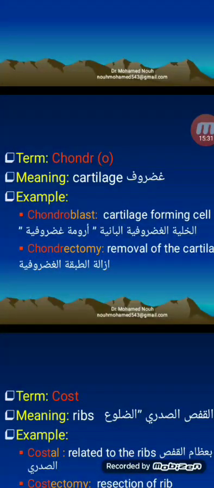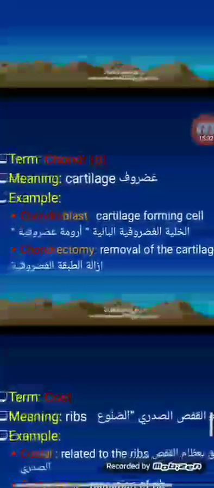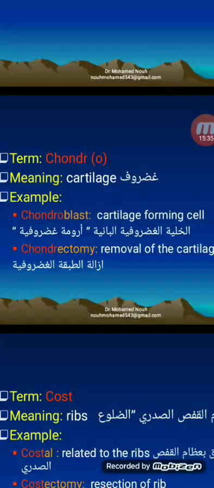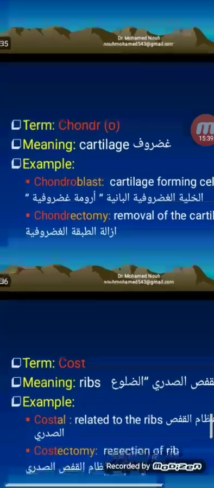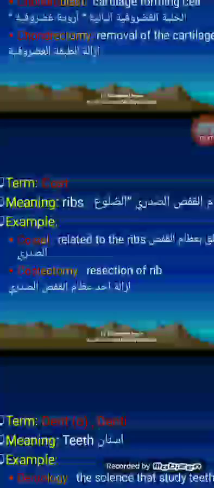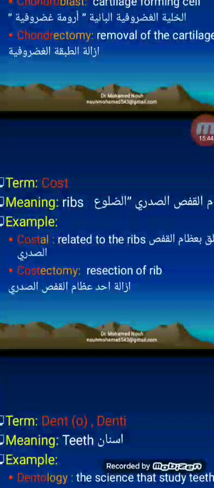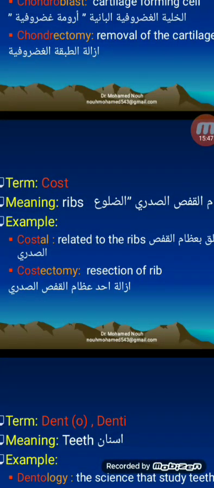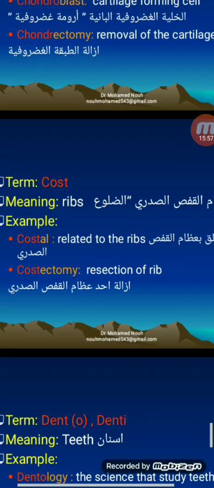Chondro means cartilage, غضروف. Chondroblast, cartilage forming cells. Chondrectomy, ectomy means removal of the cartilage. Cost means ribs. Costal, pertaining to the ribs. Costectomy, resection of rib or removal of rib. Resection means removal.